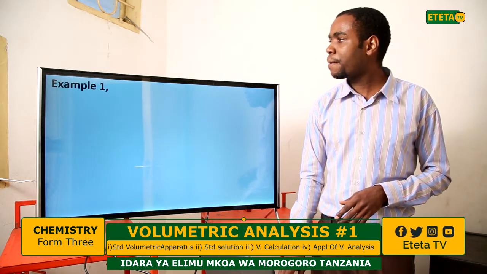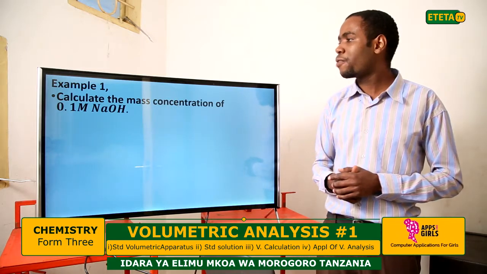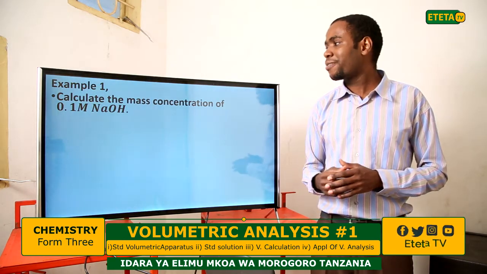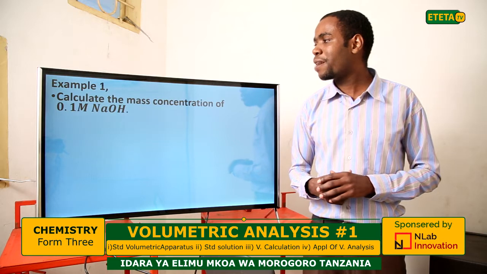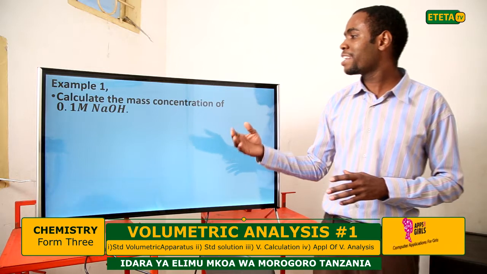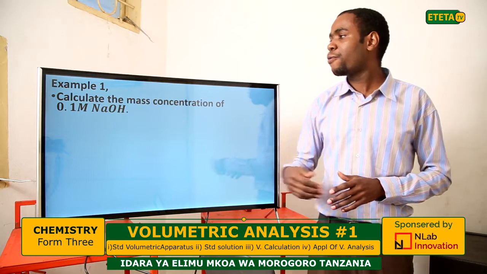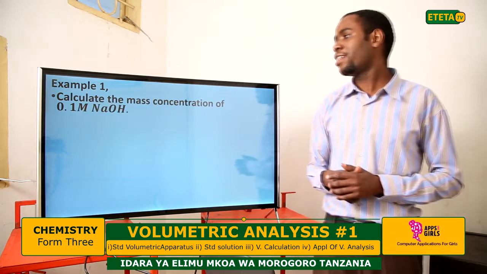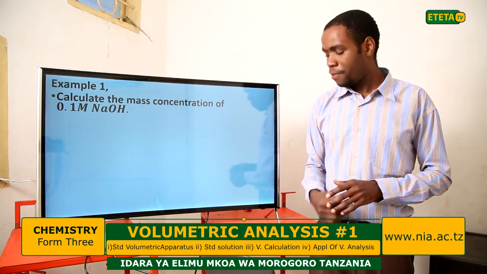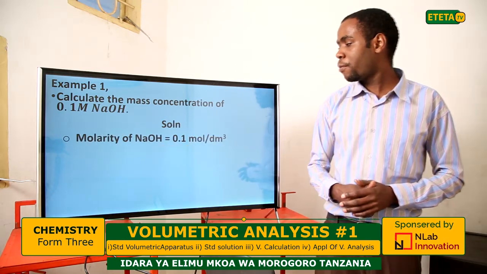Okay, example 1. Calculate the mass concentration of 0.1 molarity sodium hydroxide. From this question here, you have been given the molarity of sodium hydroxide, which is equal to 0.1 molarity. Then they ask you to calculate mass concentration. Now, molarity of sodium hydroxide is 0.1 mole per decimeter cube.